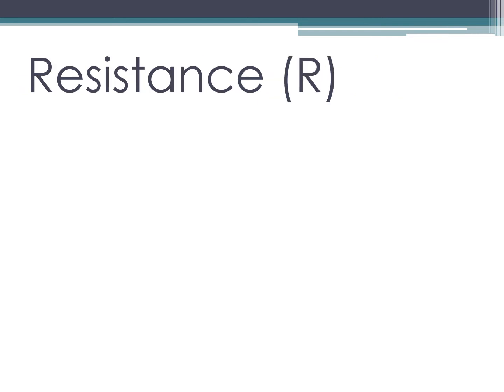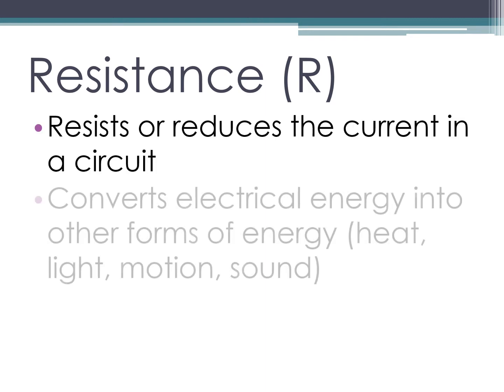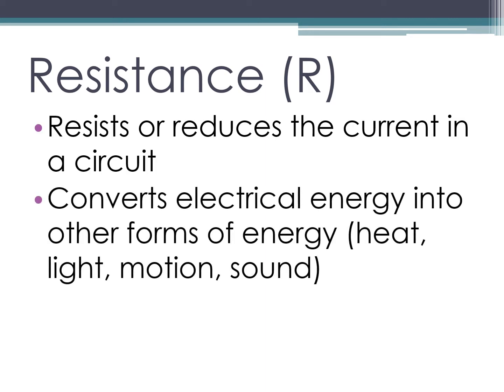Resistance is the last measurement that we talk about in circuits. And resistance actually resists or reduces the current in a circuit. So it actually slows down that rate of electrons. And remember, when there's too much current, too many electrons moving through the circuit too quickly, that can be dangerous because it can cause an electrical fire. So there are safety features that can be put into circuits, like circuit breakers or fuses, that can help slow down the current in a circuit to ensure that you're not going to start an electrical fire.